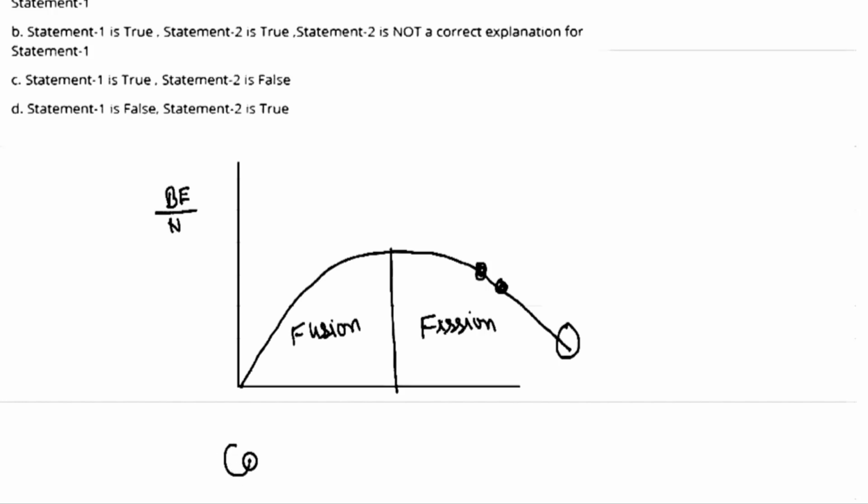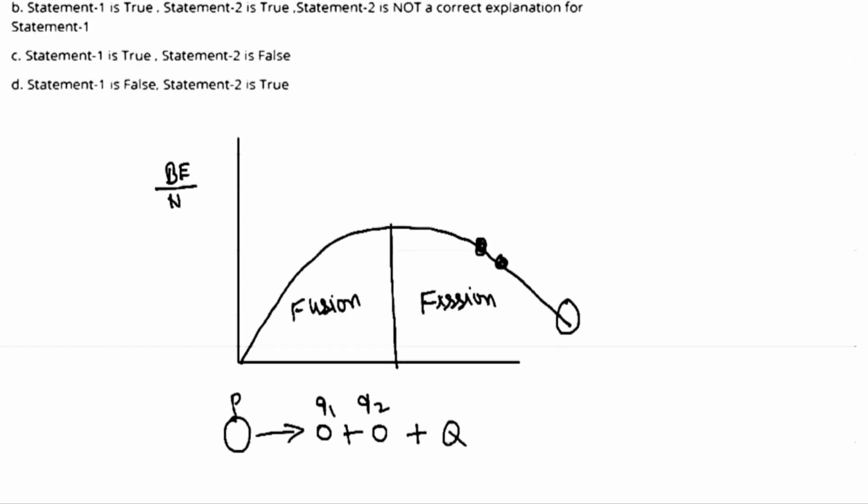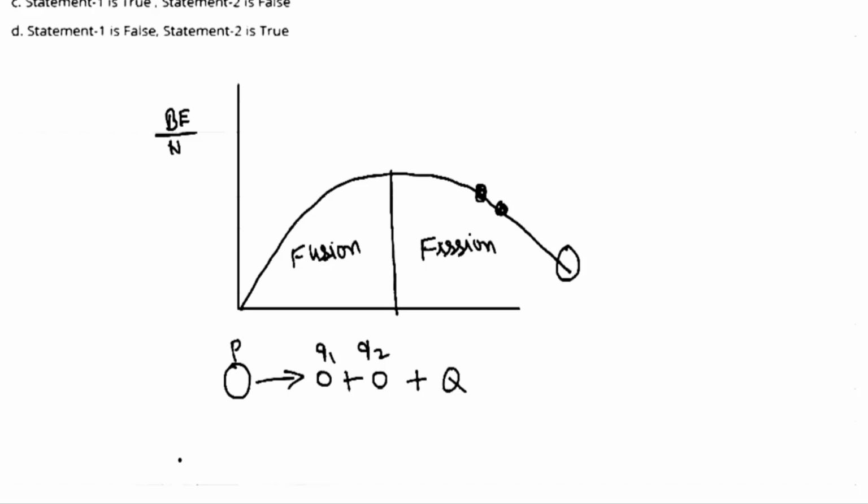let us consider this is the parent nucleus, and it breaks into two daughter nuclei. Let us consider this is D1 and this is D2, and this is the parent nucleus, and this is equal to some amount of energy, the Q value. Clear this? So what is the Q value? We can see from here, the Q value is the binding energy of these daughter nuclei, D1 and D2.